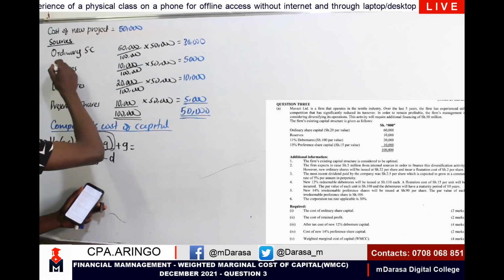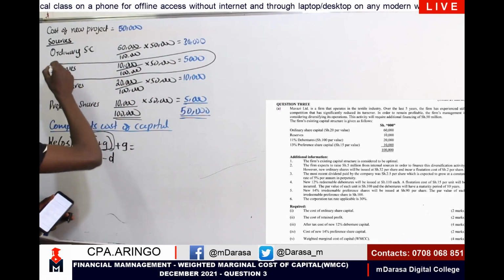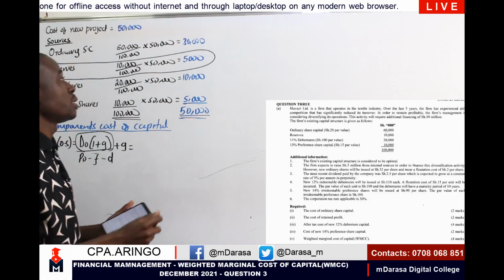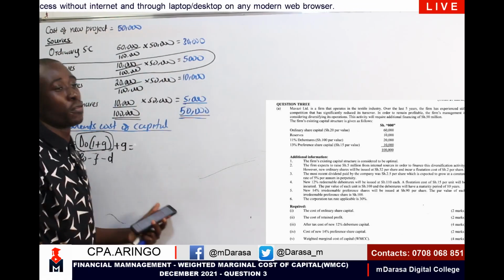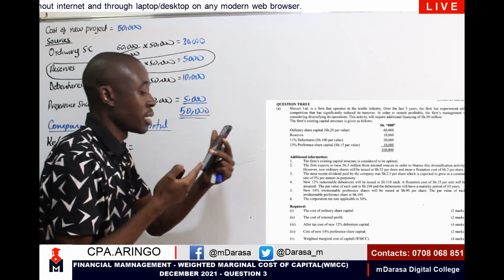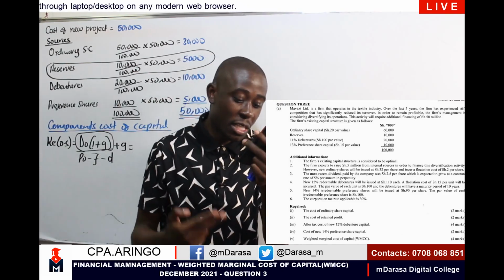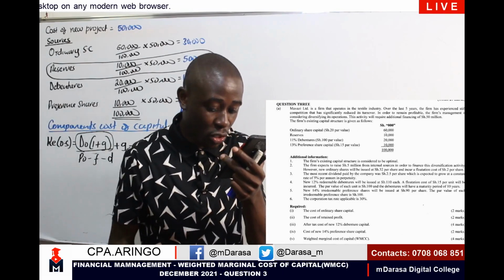And retained earnings, recall we say that we will never do what? We can't issue retained earnings because these are internal. So at this point, given that it is optimal, the maximum that I can raise out of our retained earnings is what? 5 million. And that's the same thing that the examiner is telling us here, that the farm expects to raise 5 million from internal sources in order to finance the diversification activity.